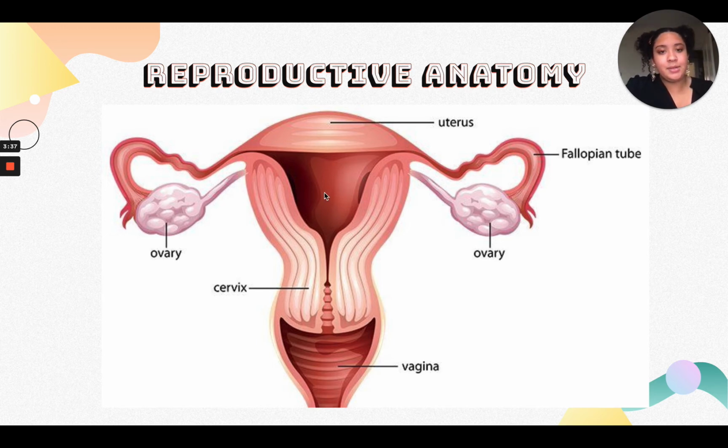And then in between the uterus and the vagina is the cervix, which keeps things out so things don't get lost up there. And then finally the vagina is also known as the birth canal, which lets things get out when they need to get out.